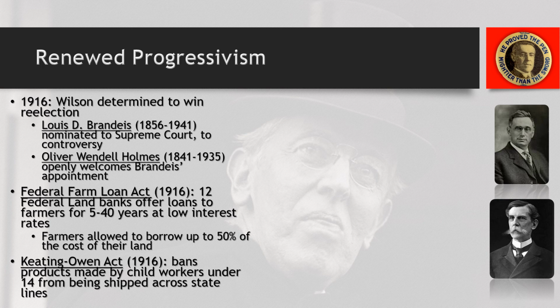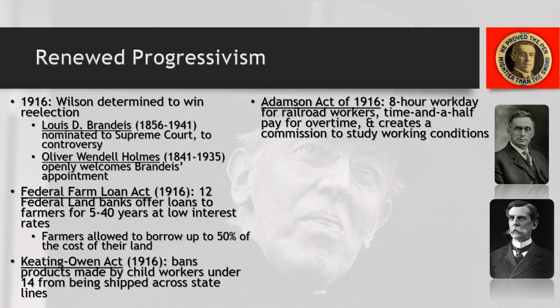And the Keating-Owen Act in 1916 starts to ban products made by child workers under the age of 14, and prevents them from being shipped across state lines as well. So again, taking up the mantle of progressivism in this regard, it's a step in the right direction, even though Wilson has plenty of faults of his own when it comes to targeting the working class. The Adamson Act of 1916 is another thing. This creates an 8-hour workday for railroad workers, grants time and a half for overtime, and starts to create an actual federal commission to look at working conditions in the United States. So everything that Wilson is putting through, for the most part, is starting to fulfill a lot of the progressive movements that we see from the middle part of the 19th century all the way up until this point, for all the faults that Wilson himself has.